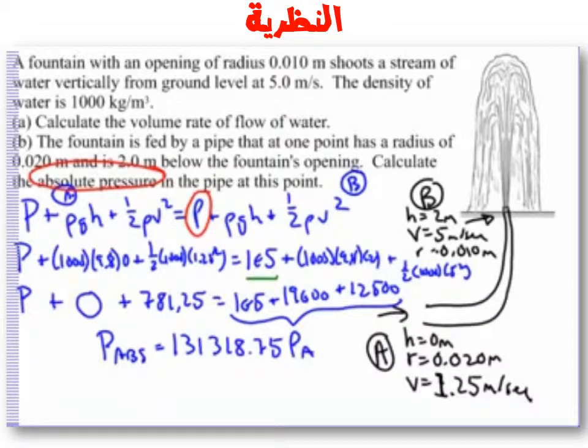Okay? But this is how you do Bernoulli's problems. How do you do Bernoulli's problems? Do A1v1 equals A2v2. Find all your velocities. Find all your radiuses. Find all your heights. Okay? Label everything. And then all you have to do is plug it in.